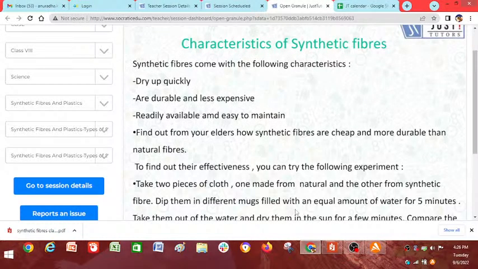Okay, so let's get started with the characteristics of synthetic fibers. Synthetic fibers come with the following characteristics. Synthetic fiber dries up very easily and it is very durable and less expensive. So it is not costly either. You must have noticed, if you buy cotton clothes, nylon clothes or polyester clothes, you must have paid a lot of attention to their prices, that cotton clothes are quite costly. And when we come to silk ones, like silk shawls, pashmina shawls, they are made from real silk. It's really costly, so we cannot just buy it with our eyes closed.